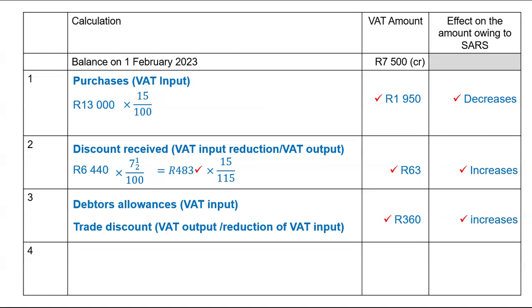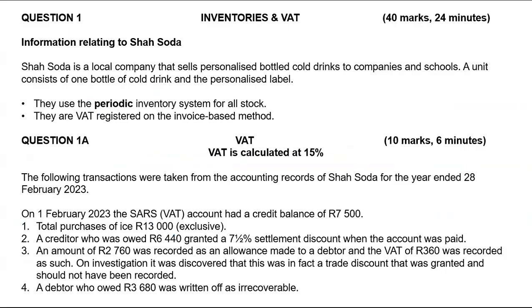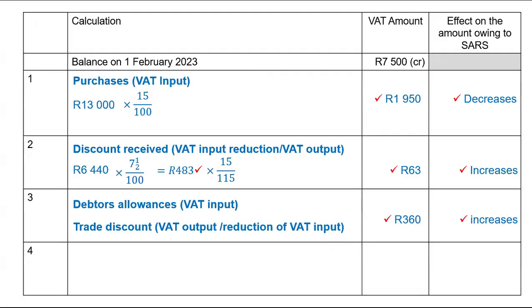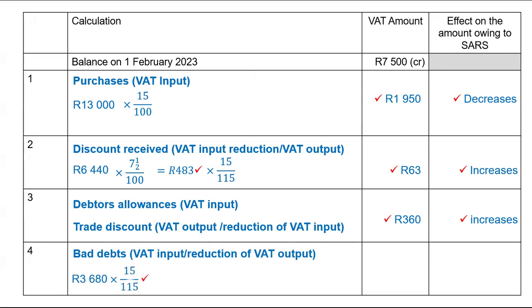All right, last one. A debtor who owed 3,680 was written off as irrecoverable. That is bad debts. Bad debts is an expense. VAT on bad debts will be VAT input, which decreases your VAT output. Bad debts will be at an inclusive amount, so that 3,680 will be VAT inclusive. You multiply it by 15, you divide it by 115, it'll give you 480. That 480 is VAT input, which reduces your VAT output. And that's it.